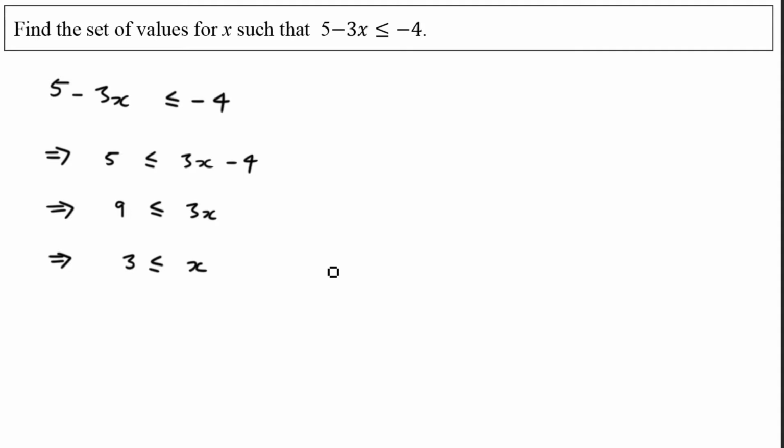In set notation, we would write values of x such that 3 is less than or equal to x.